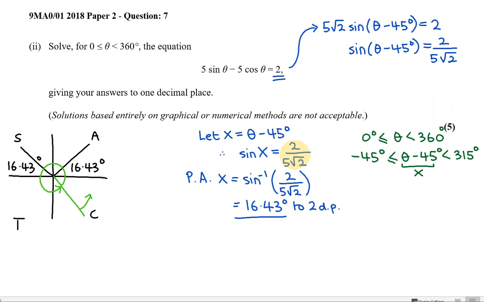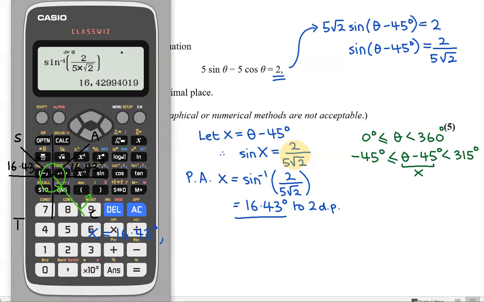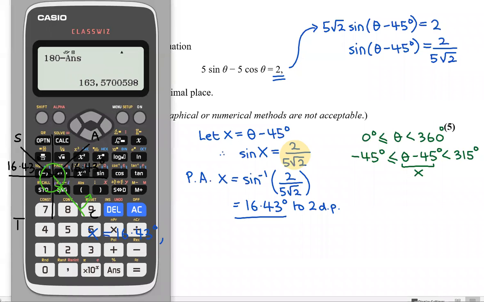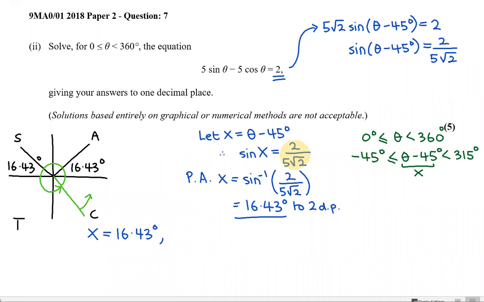So let's have a look at our solution. So reading off from the cast diagram, we're going to have big X is equal to 16.43 degrees. And then we also have to subtract that from 180. Okay, so we do 180 subtract our answer, which is 163.57. Just check that. Okay, now those are to 2 decimal places. You have to give your answer to 1 decimal place. I've not finished yet though.